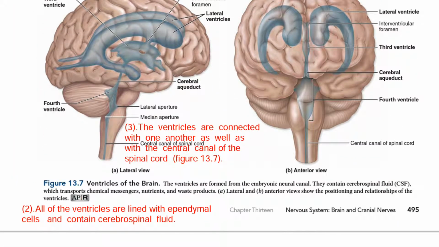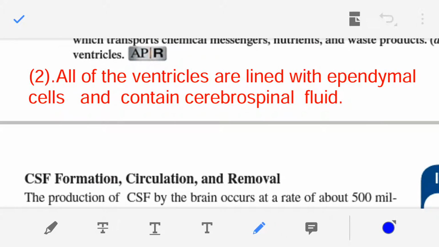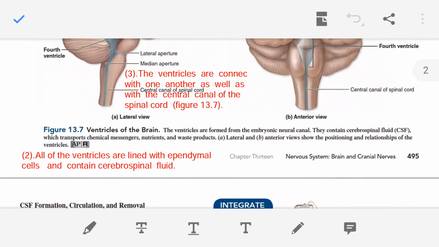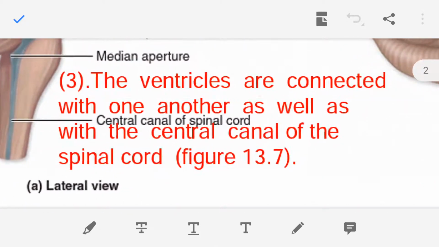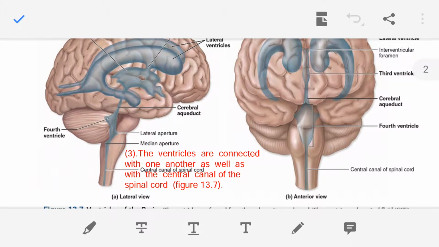Now the second point. All the ventricles are lined inside by ependymal cells, and they are filled with cerebrospinal fluid. In the cavity of the ventricles, cerebrospinal fluid is present. All the ventricles are connected to each other, and they are also connected with the central canal, which is present in the spinal cord. So all four ventricles connect with the central canal of the spinal cord, and at the same time they are connected to each other.